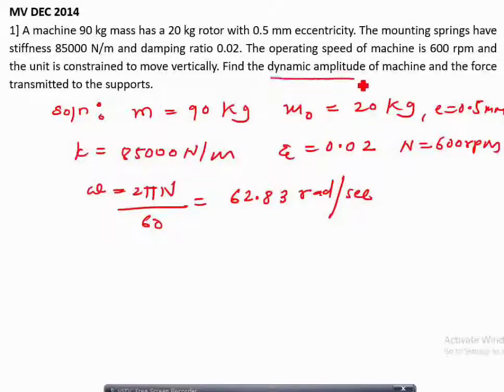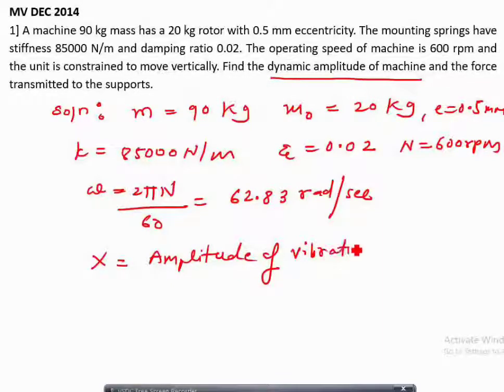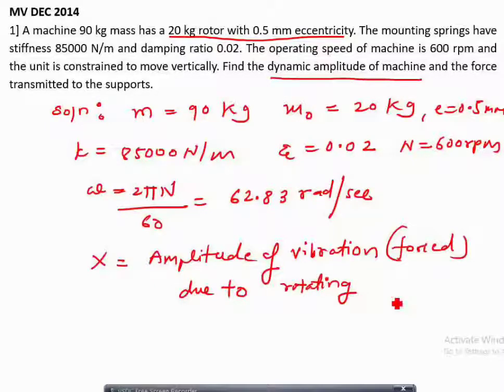So what do we mean by dynamic amplitude of the machine? The dynamic amplitude of the machine is nothing but x. The x is called the amplitude of vibration, or you can also call it the steady state amplitude. Amplitude of forced vibration due to what? The condition given is unbalance. The rotor has an unbalanced mass of 20 kg at an eccentric distance of 0.5 mm. So this statement means that this problem corresponds to forced vibration due to rotating unbalance. We have to use the concept of forced vibration due to rotating unbalance, on which we have already solved problems. So how do we find x?